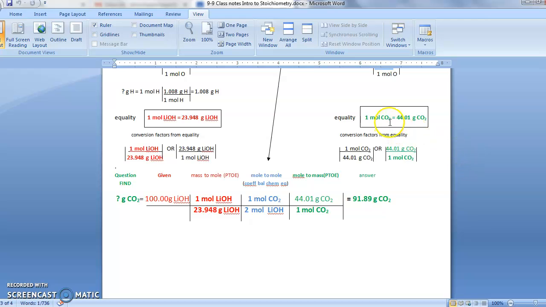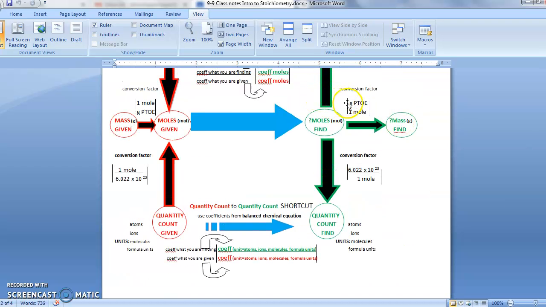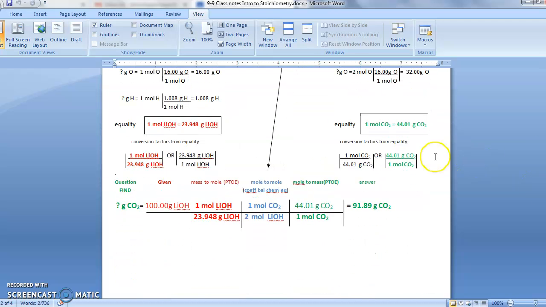I can write an equality 2 ways. I can put moles of carbon dioxide on top and grams on the bottom, or I can put grams on top, 44.01, and moles on the bottom. An equality allows us to put either one on top. Which one do I need? If I forget, I just look up here on the chart. I need grams on top. So I'm going to pick the one with grams on top. There it goes. The other way I can check.